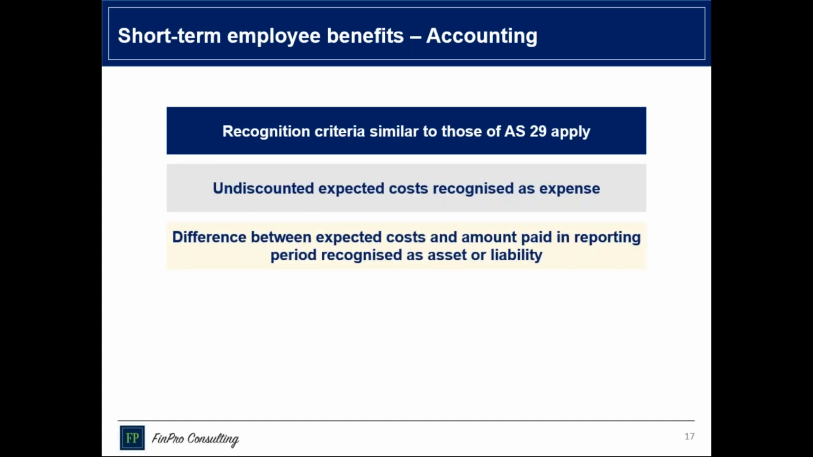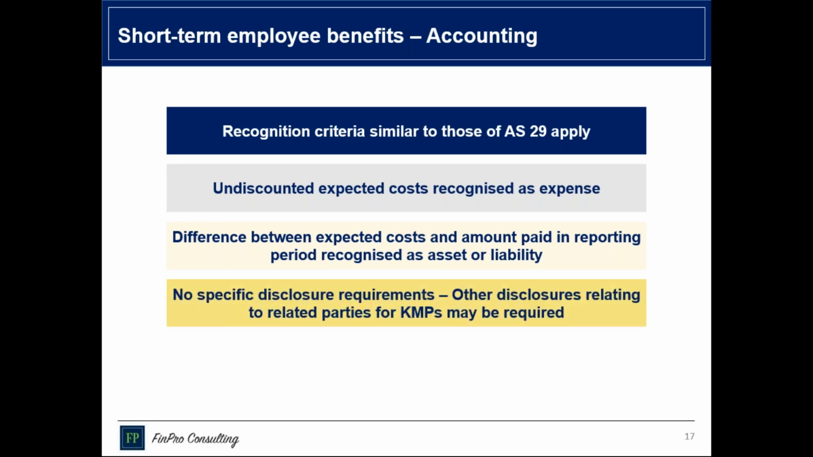So this is what we discussed. The recognition criteria is similar to AS 29, undiscounted cost. There are no specific disclosures also. However, any amount which is paid to your key management personnel like director, CEO, MD, chairman, etc. would have to be disclosed separately as a part of your related party disclosure.